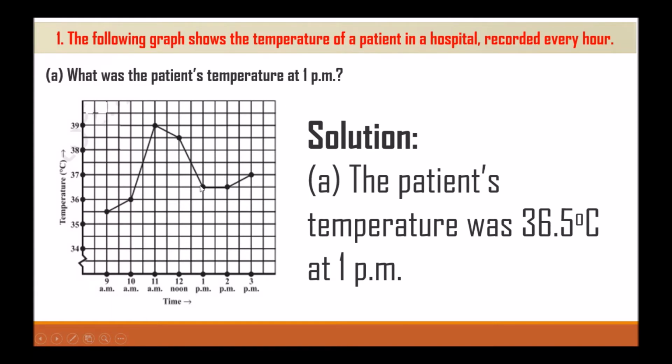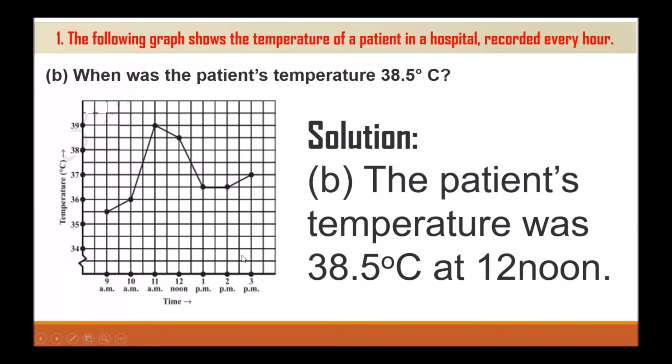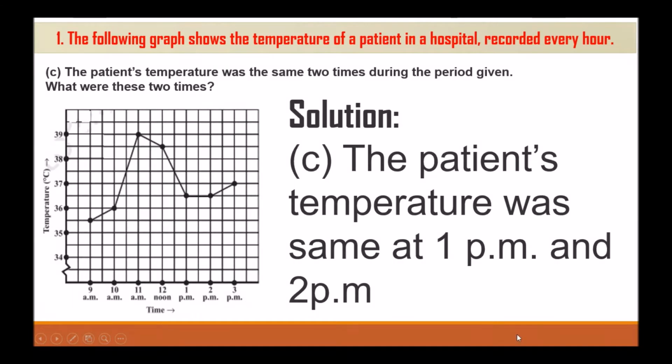So at 1 p.m. the temperature was 36.5 degrees Celsius. That is, it is between 36 degrees and 37 degrees, so it is 36.5 degrees Celsius. When was the patient's temperature 38.5 degrees Celsius? So 38.5 is here and the answer is 12 noon. So the patient's temperature was 38.5 degrees Celsius at 12 noon.